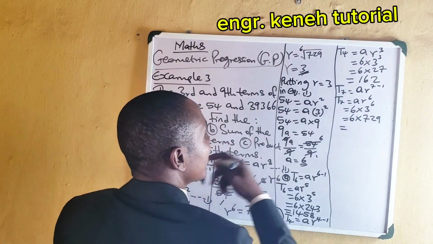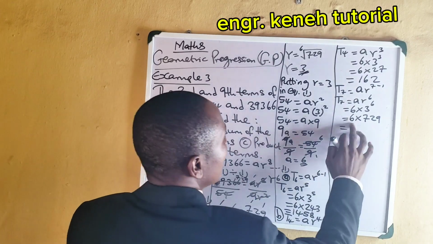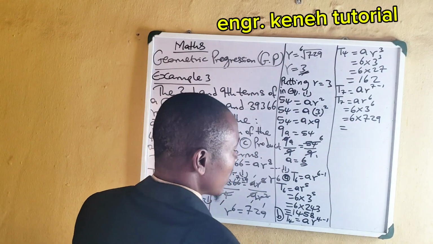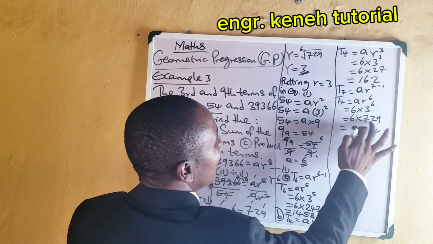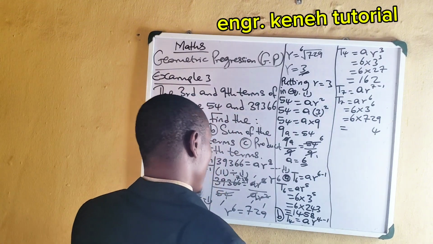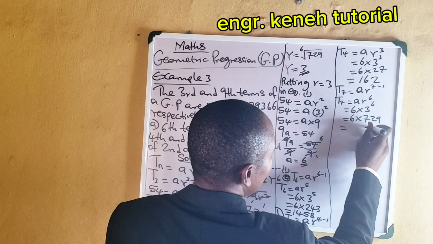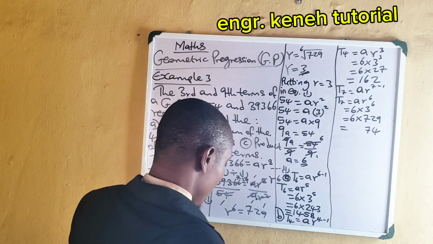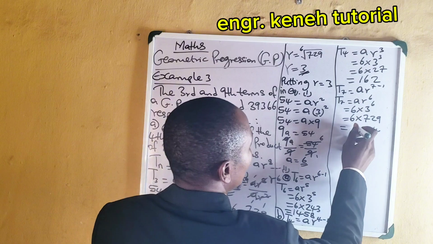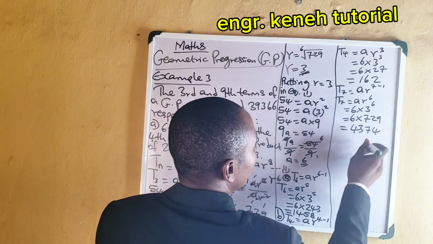729. Right. So 6 times 9 will give us 54. We write 4, carry 5. 6 times 2 will give us 12, plus 5, you have 17. Write 7, carry 1. 6 times 7 will give us 42, plus 1, you have 43. So you have like this.